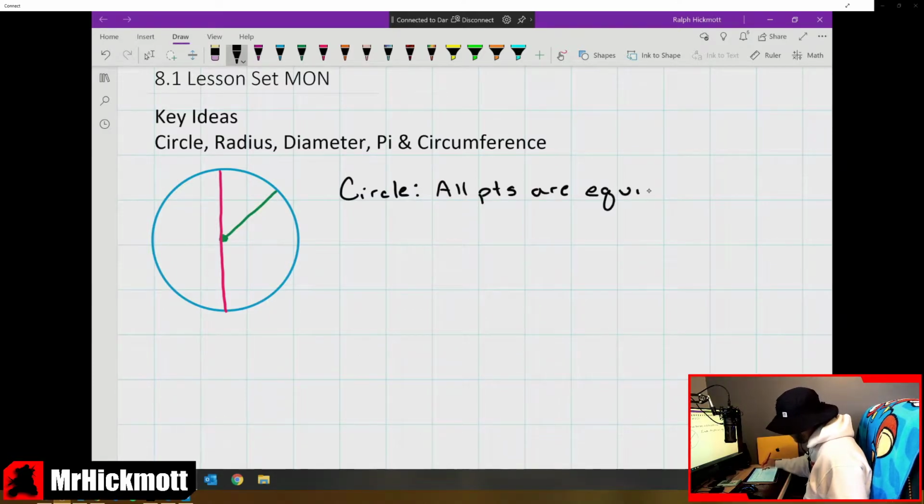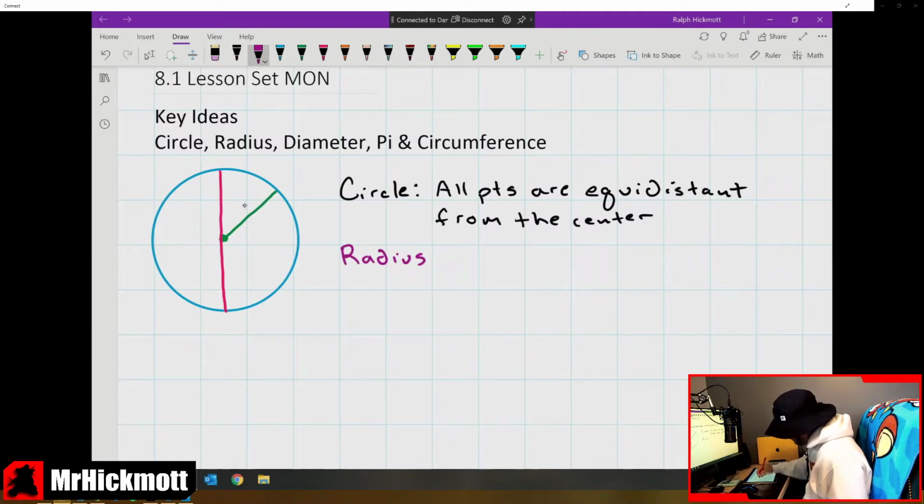So here's a fancy math way of saying that from the center, any point on the exterior of this circle is going to be the same distance. All points are equal distance from the center. And that's important because it's basically going to get us right into our radius definition. So a radius is right here.